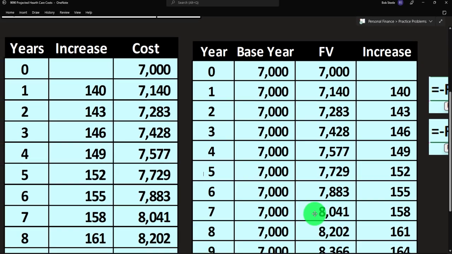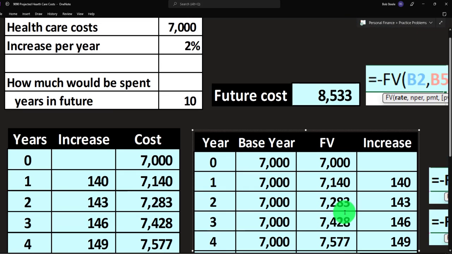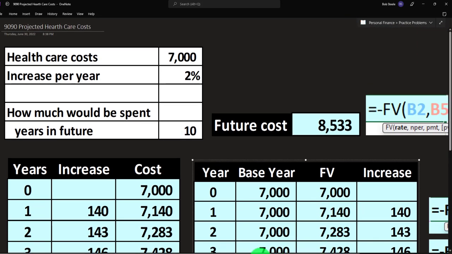So this is another way that you can, in essence, construct the same data, getting down to the bottom line after 10 years that we saw once again was at the 8,533. So good practice on the time value of money calculations. Always great tools to be practicing with and working our mind around.